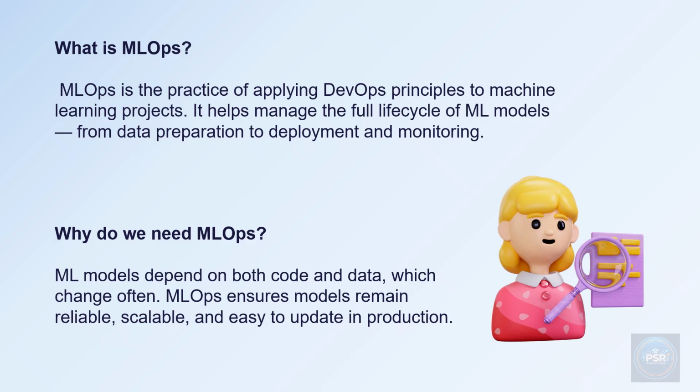What is MLOps? MLOps is the practice of applying DevOps principles to machine learning projects. It helps manage the full life cycle of ML models, from data preparation to deployment and monitoring. Why do we need MLOps? ML models depend on both code and data, which change often. MLOps ensures models remain reliable, scalable, and easy to update in production.